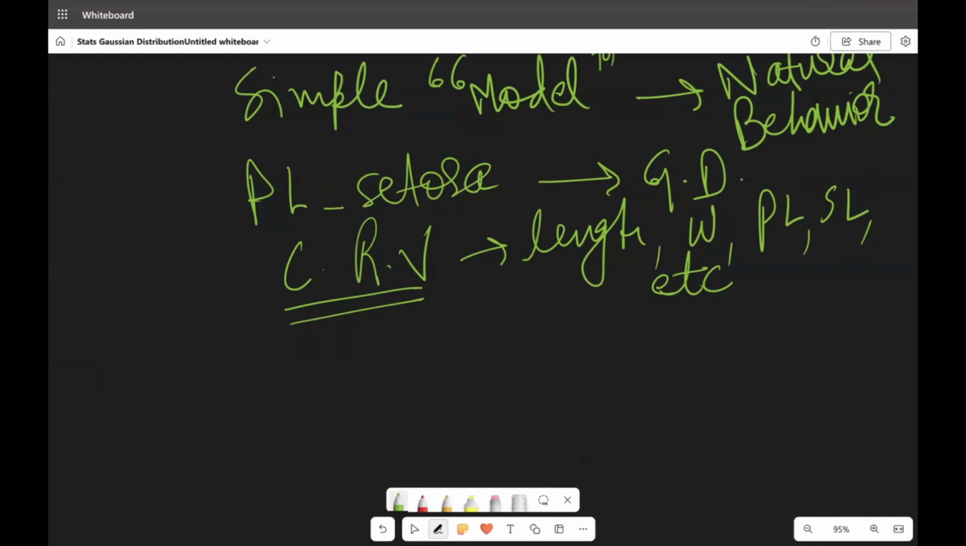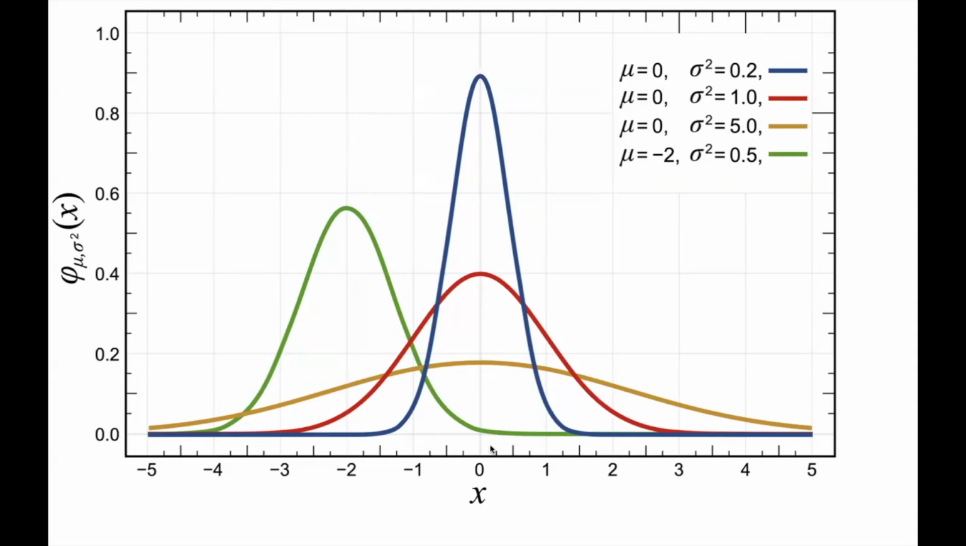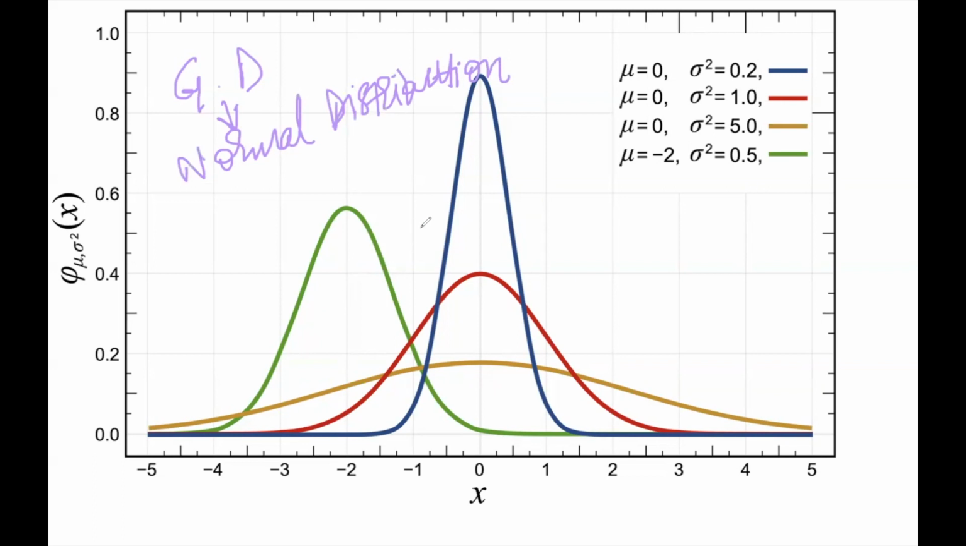So let's understand Gaussian distribution in a very elaborate manner. The curve that you are seeing on my screen is basically a Gaussian distribution. So Gaussian distribution is also called normal distribution. Gaussian distribution is the same as normal distribution. Fine. Pardon me for my handwriting. We will see what a standard normal distribution is in a while.